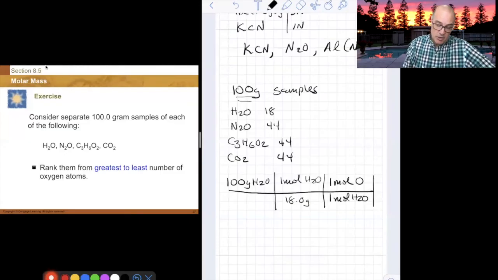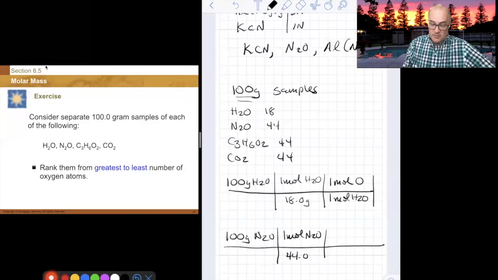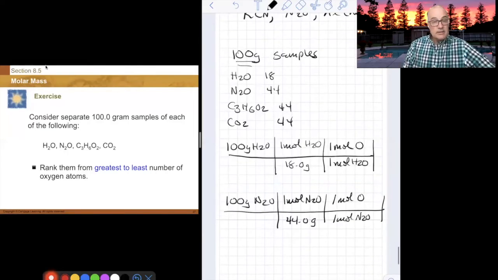Let's do the same thing for N2O. 100 grams of N2O, 1 mole of N2O. Now, the mass here is different, 44.0 grams per mole. But there's still 1 mole of oxygen in 1 mole of N2O. Now let's look at these, and without doing the other 3 examples, let's get a general answer. In other words, this first one for water is 100 divided by 18. This is a little more than 5.